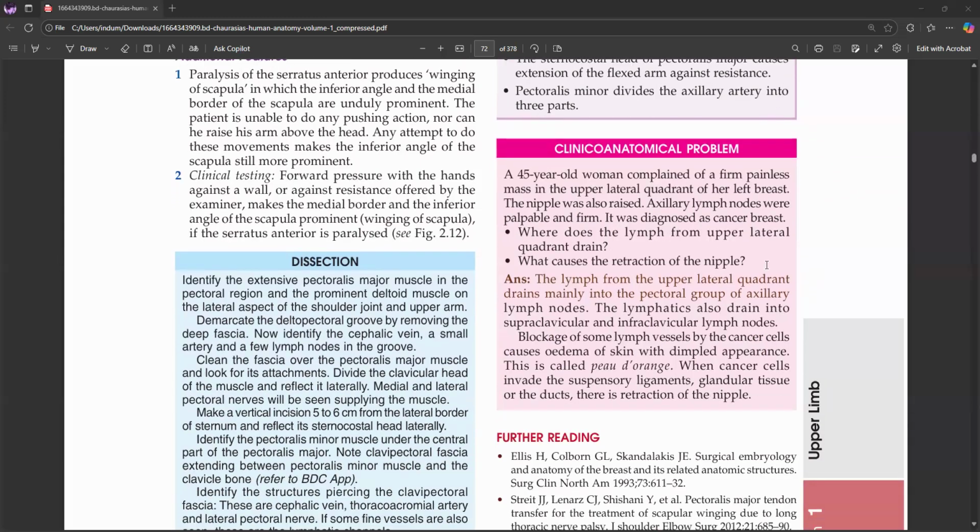Clinico-anatomical problem. A 45-year-old woman complained of a firm, painless mass in the upper lateral quadrant of her left breast. The nipple was also raised. Axillary lymph nodes were palpable and firm. It was diagnosed as cancer breast. Where does the lymph from the upper lateral quadrant drain? What causes the retraction of the nipple?